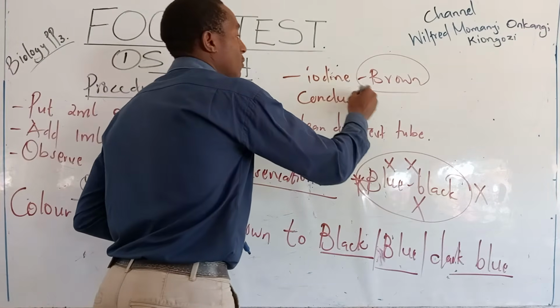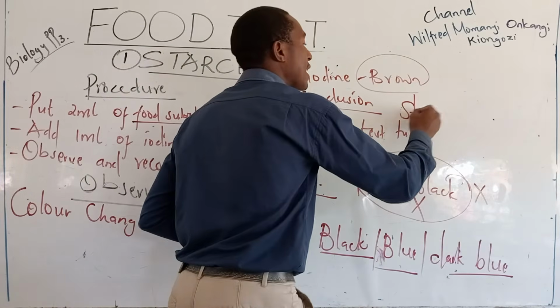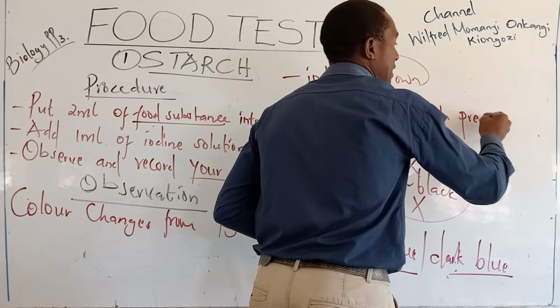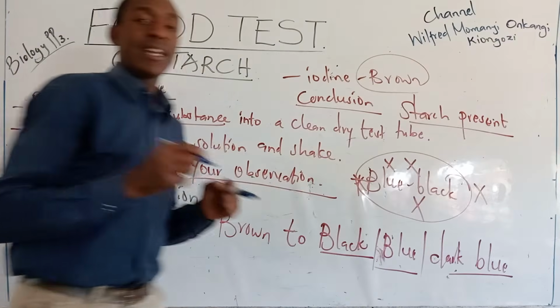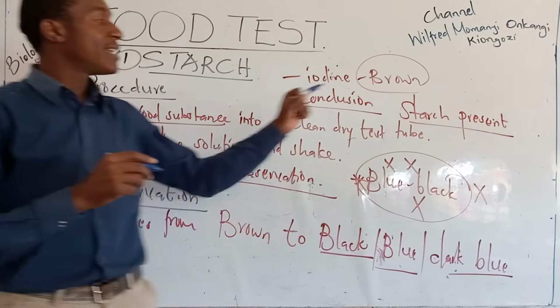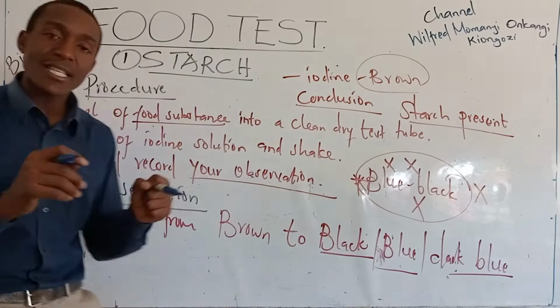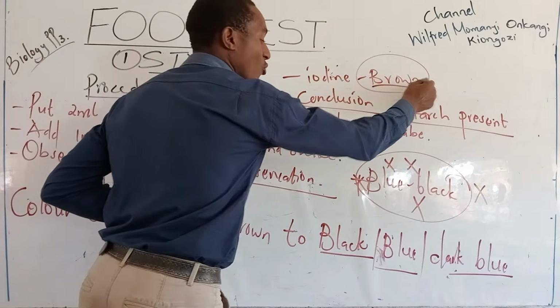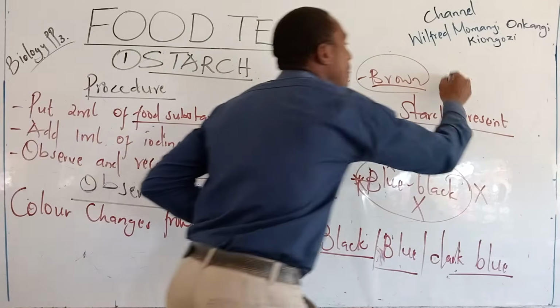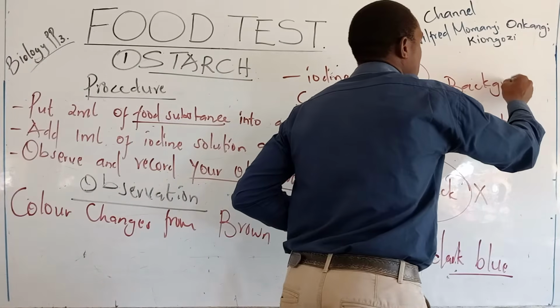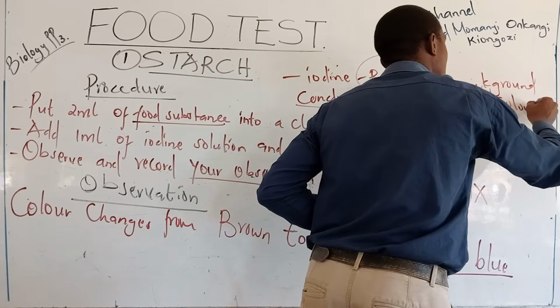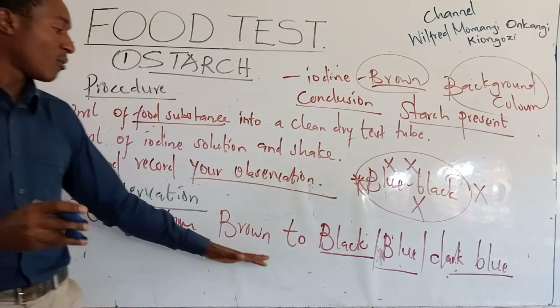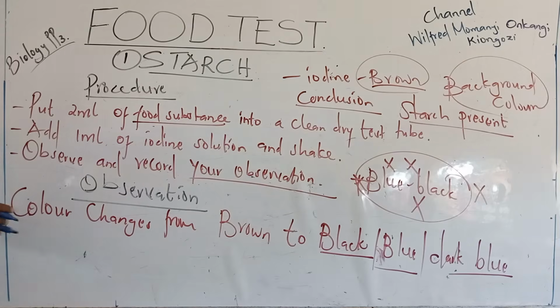In the conclusion, you say starch present. Do not say starch is present. Just say starch present. Don't say just starch. That is all about starch. Remember the color of the chemical reagent, brown, is the background color, and then the color that is formed after the reaction is positive.